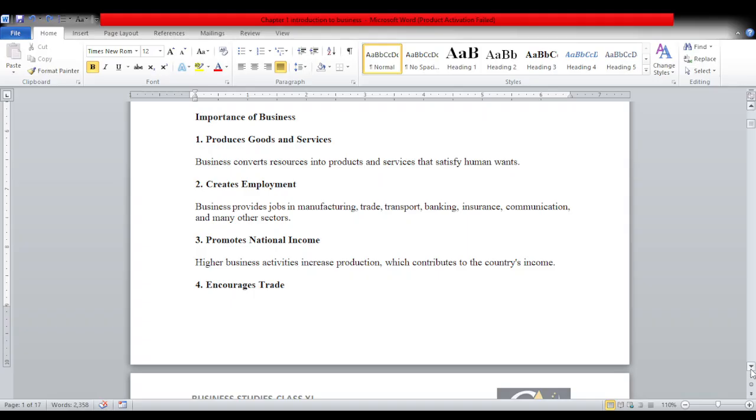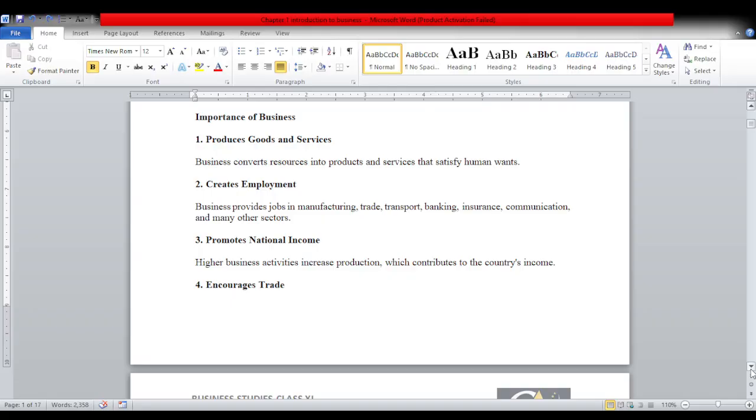The third one is that it promotes the national income. National income is the value of the final goods and services produced in an economy in one accounting year. Let me repeat. National income is the value of goods and services produced in an economy in one accounting year. So this is your national income. It is related to the production of goods and services on a yearly basis. We continue to calculate them on a yearly basis, whether a business is producing products or services.